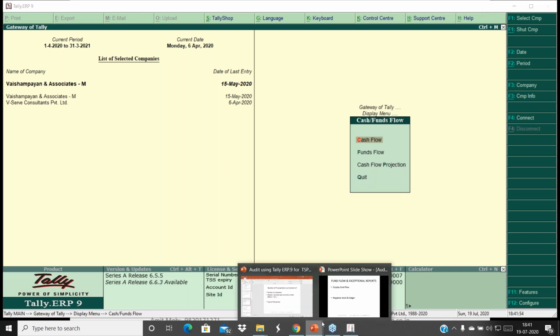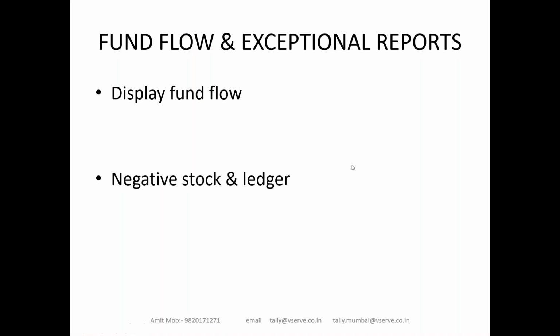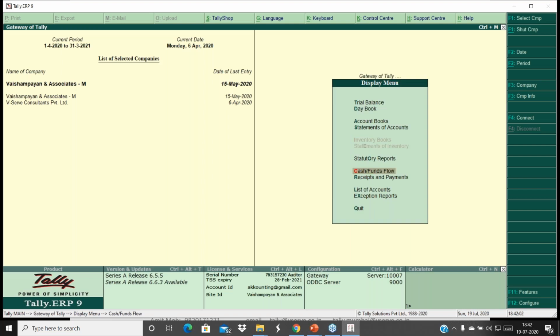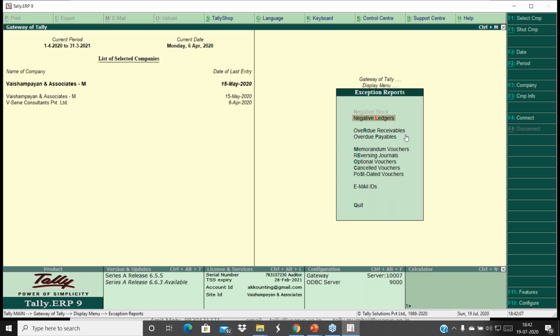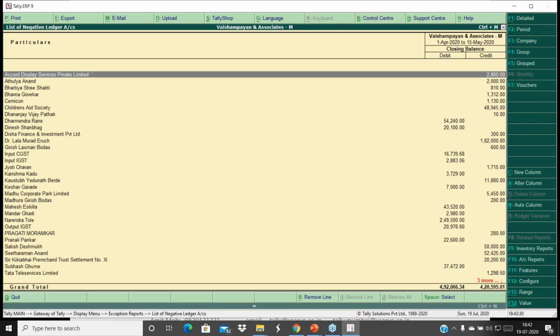Okay. The next is your negative stock and negative ledgers. These are the exception reports which Tally gives you by default. You have these reports here called exception reports. This talks about negative ledgers and negative stock. Negative ledgers means whenever you have created a ledger under a particular group, and as per that group that ledger should have a credit balance and it is having a debit balance, or vice versa, those ledgers would be highlighted and shown to you under negative ledgers.